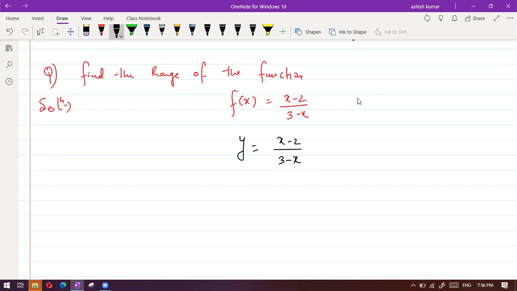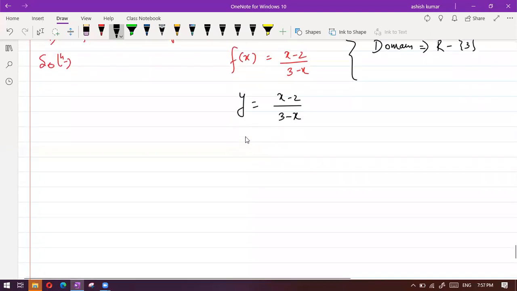First, Ruchita, if I have to talk about the domain, what will be the domain? Domain of this function will be R minus what value? 3. So R minus {3} is the domain. But they are asking for the range. What do we have to do here? Here y is written in terms of x. We have to change this scenario. We have to write x in terms of y.